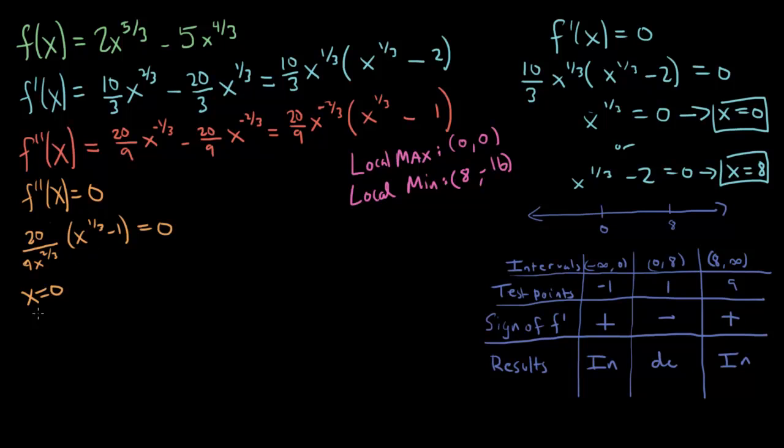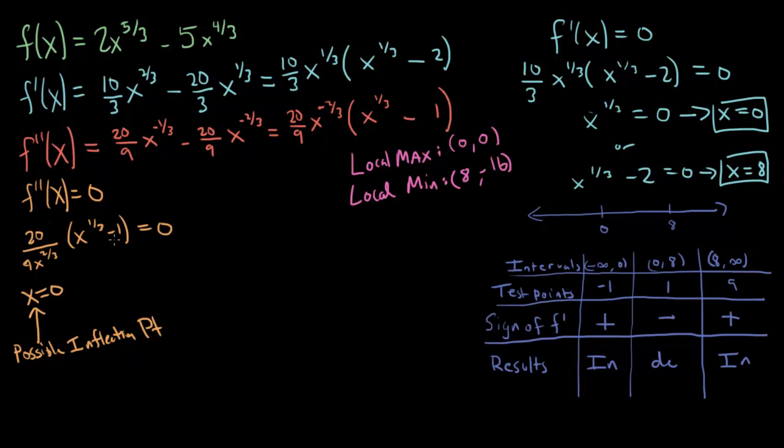Okay, so x equals 0 is a possible inflection point, although it's not a solution to that equation. So I just want to be clear there. I say x equals 0 because it's a possible inflection point, not because it's a solution to this equation.